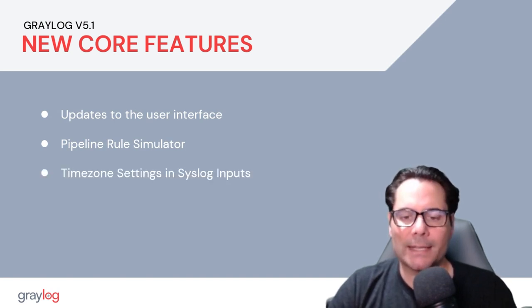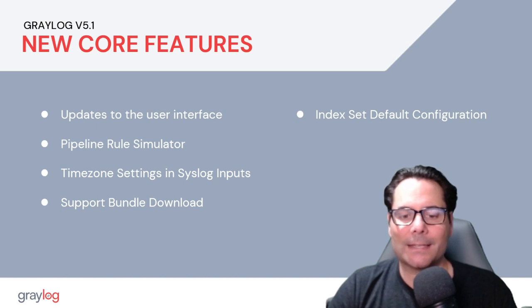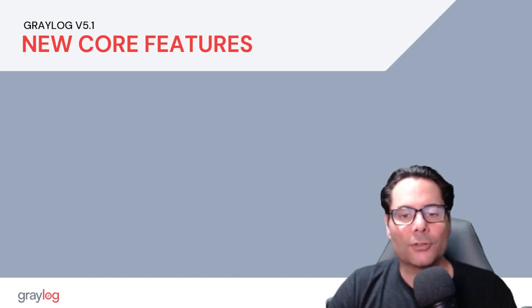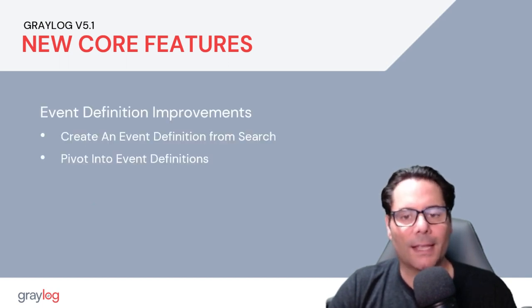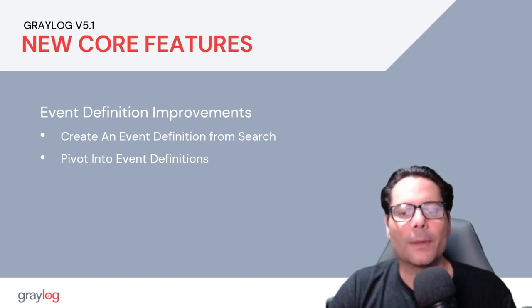We've got time zone settings now in all your syslog inputs. And we now have a support bundle download option. We have index set default configurations and smart indexing, which I'll look at in detail. And we have the ability for CIDR lookups. One of the interesting features we also added is the ability to help migrate your searches into event definitions. And by doing that, an event definition improvement is made so that when you create searches, you have the ability to pivot directly into your event definitions. Let's get into some demo of these features.